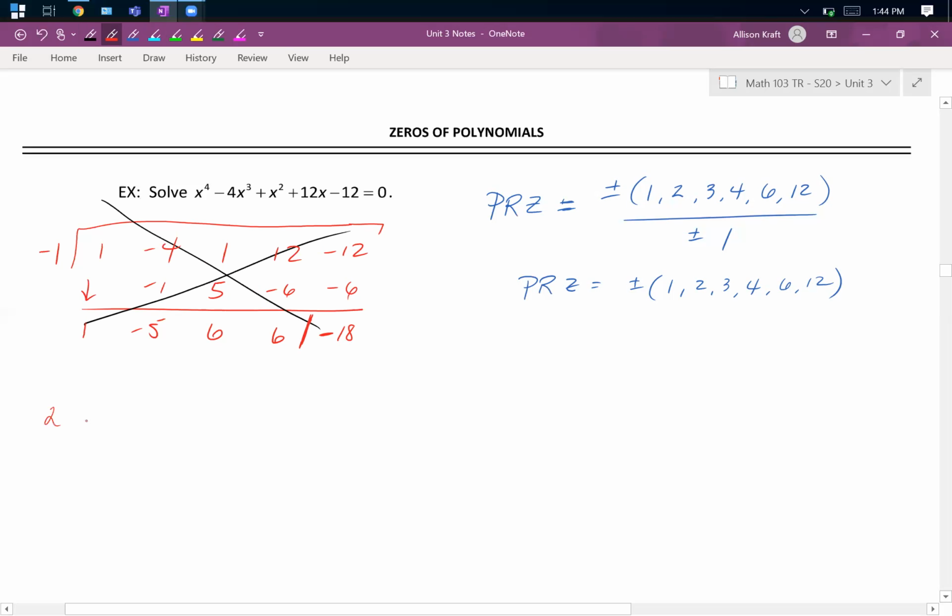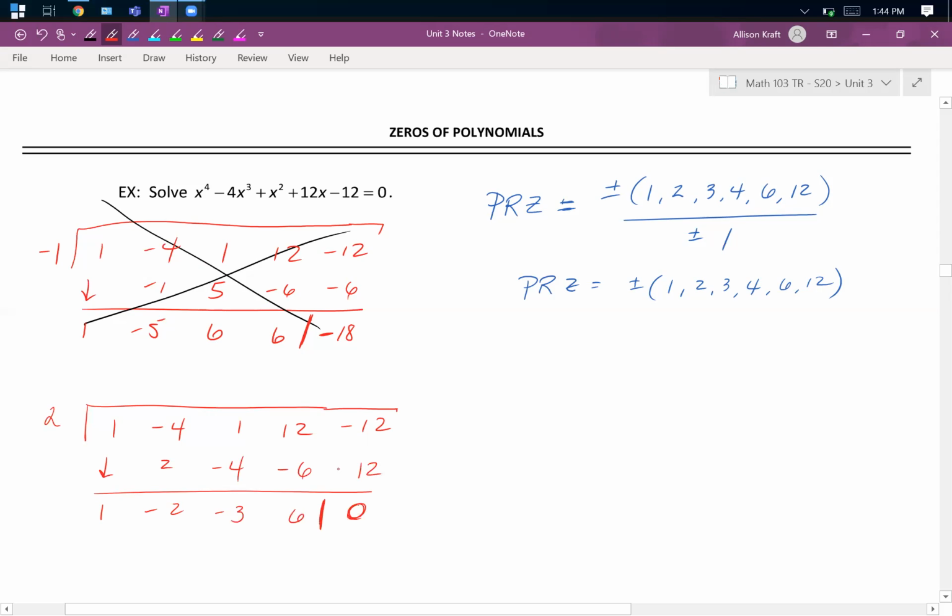How about, I don't know, 2? And I usually do start with small numbers. And I usually start with positives just because I'm less likely to make a sign error. And this time we get a remainder of 0. So that tells us that we have a factor. And I can start factoring my equation.